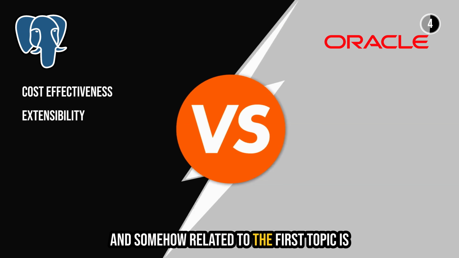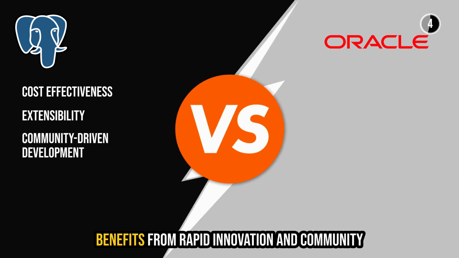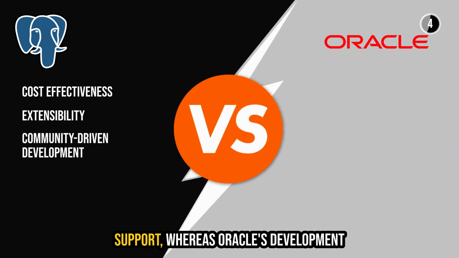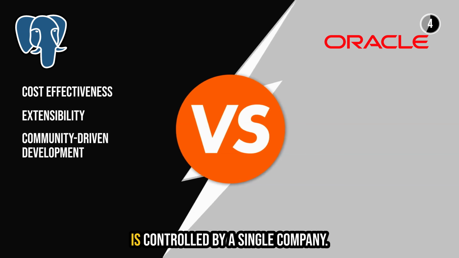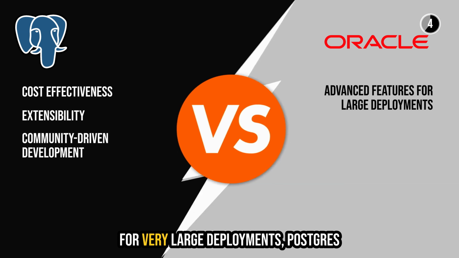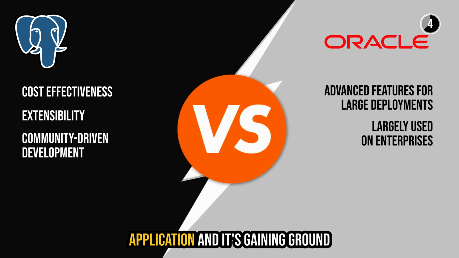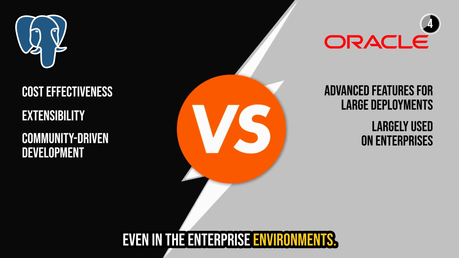And somewhat related to the first topic is community-driven development. Postgres benefits from rapid innovation and community support, whereas Oracle's development is controlled by a single company. While Oracle has some advanced features for very large deployments, Postgres capabilities are sufficient for most applications and it is gaining ground even in enterprise environments.